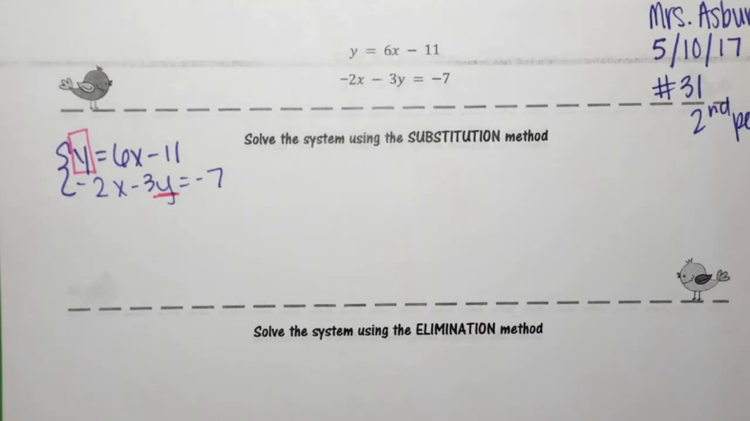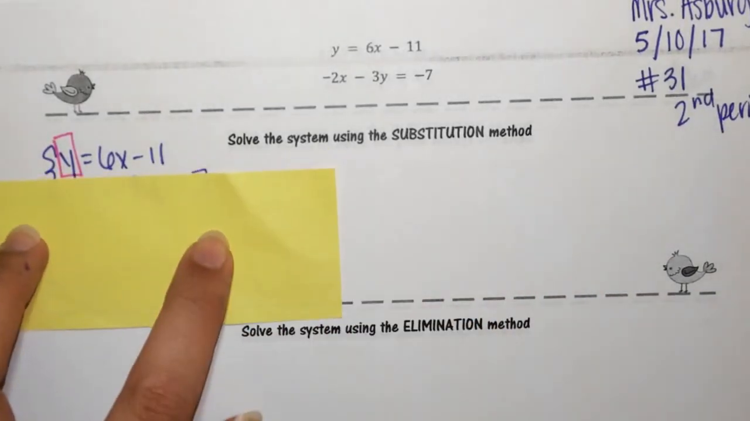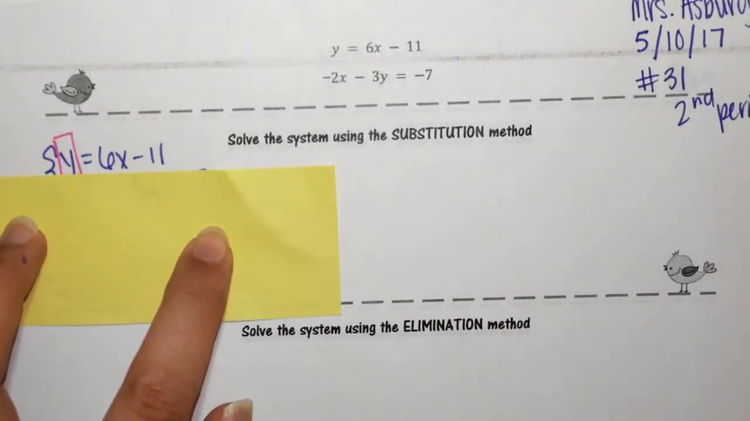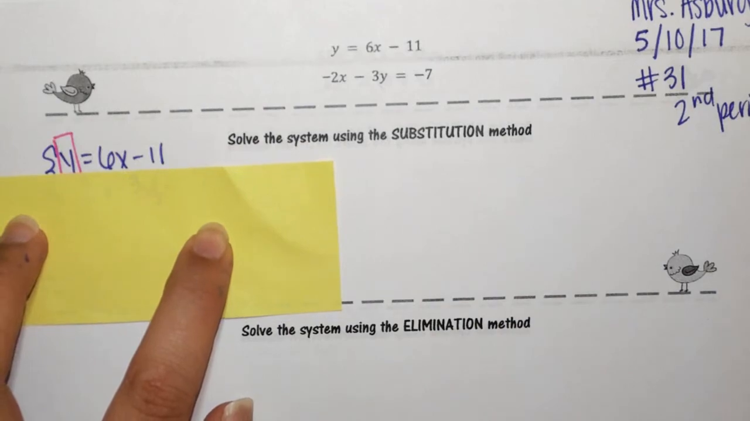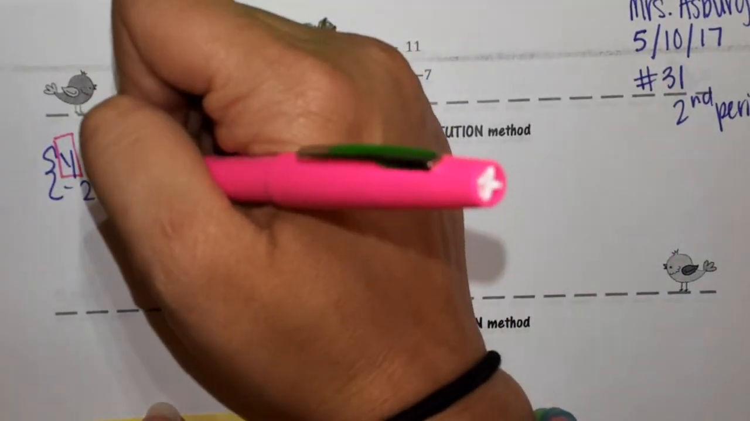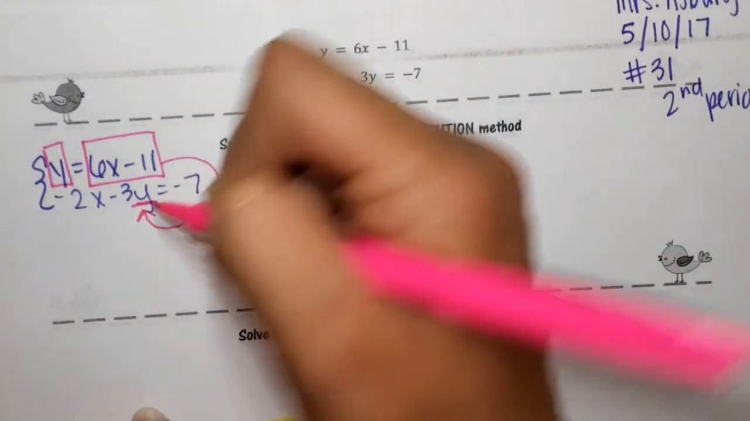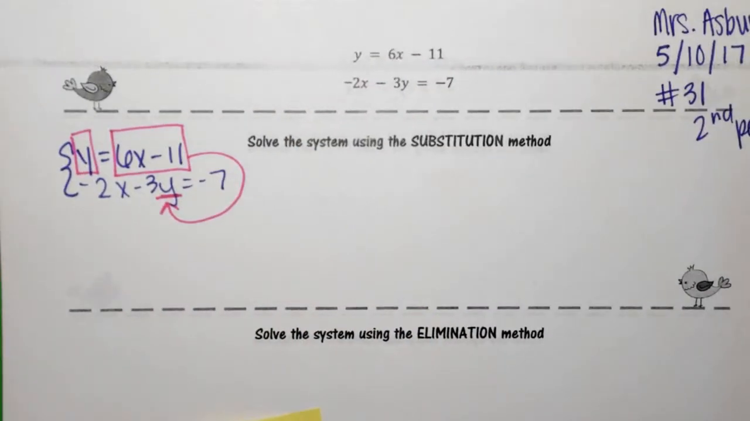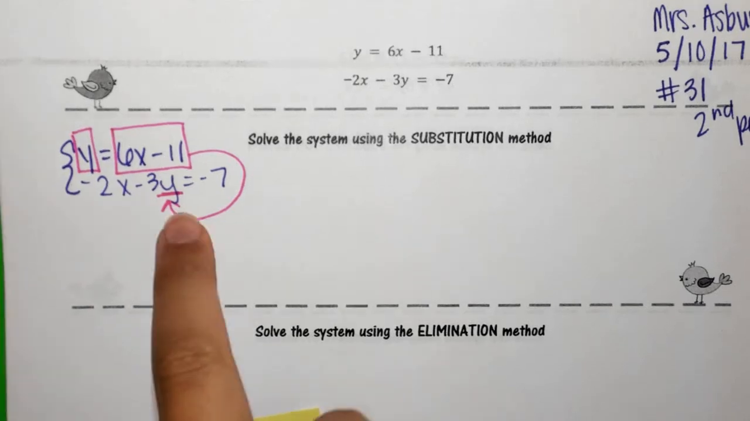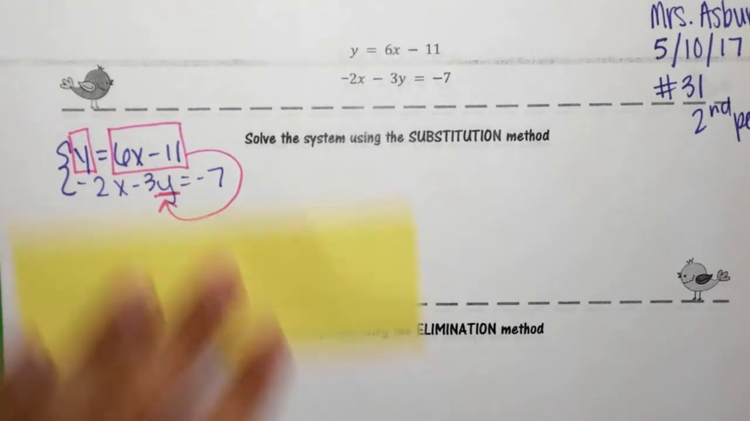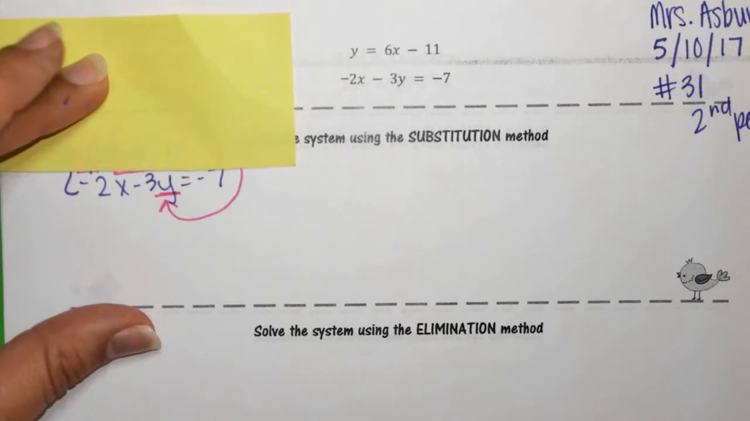Alright, now, what does y equal? Cover this bottom equation up and tell me what y equals. 6x minus 11, yes. So this is what we're going to plug in for y right here. Does everybody remember doing substitution? Alright, now, I'm going to replace y with 6x minus 11, so I'm going to cover this up.